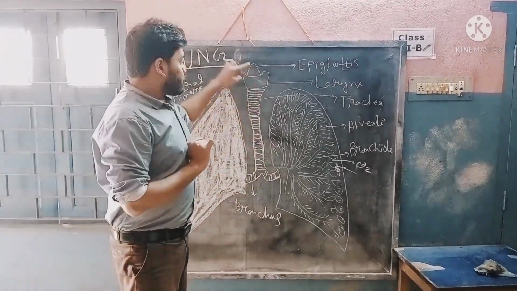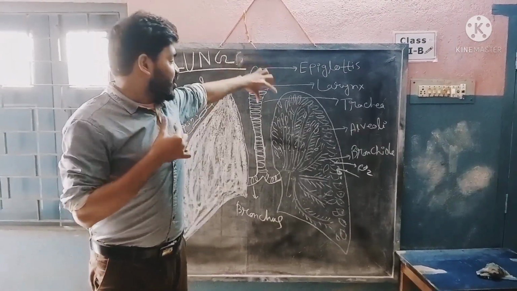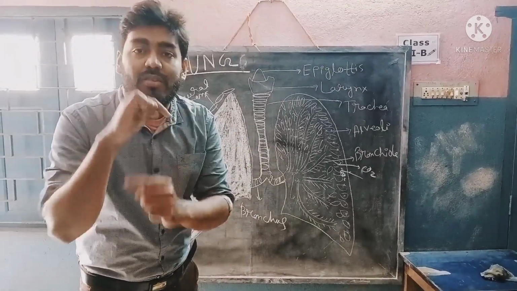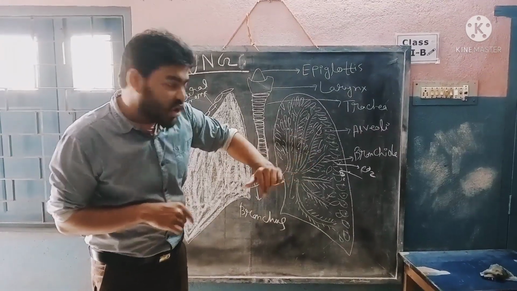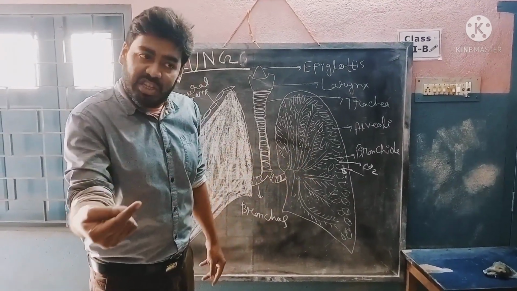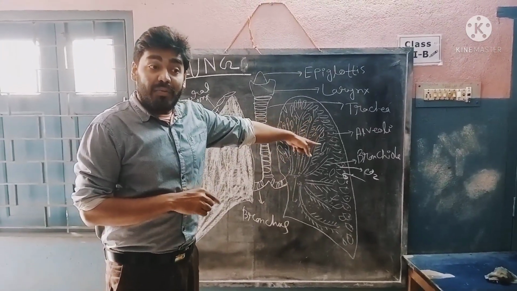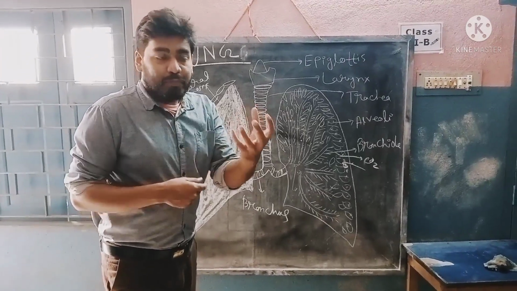So again, the outer portion is called the epiglottis. This is the larynx. The tube-like structure is called the trachea. The ring in the trachea is called the tracheal ring. Then the trachea divided into bronchus. Bronchus divided into bronchioles. Bronchioles divided into alveoli. In the alveoli, the gaseous exchange takes place.